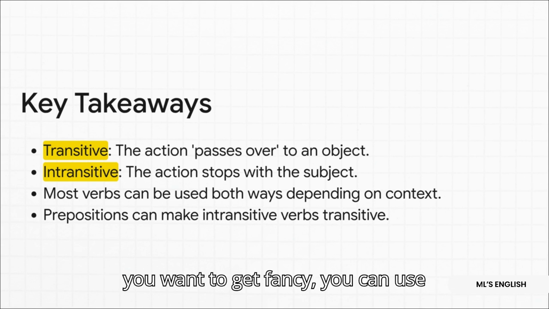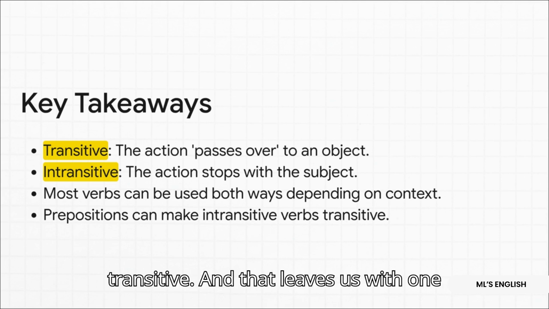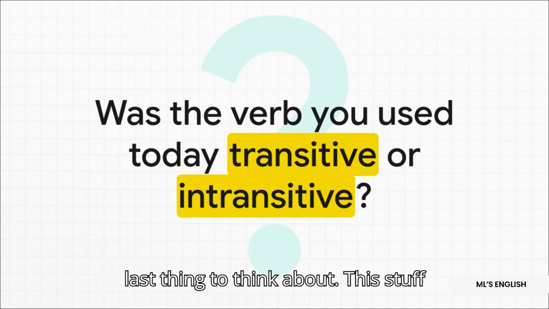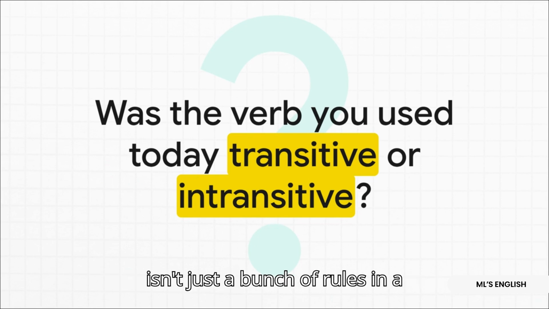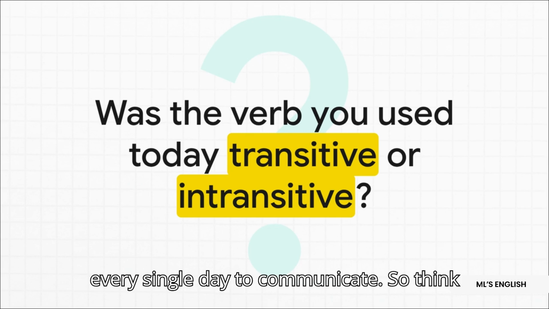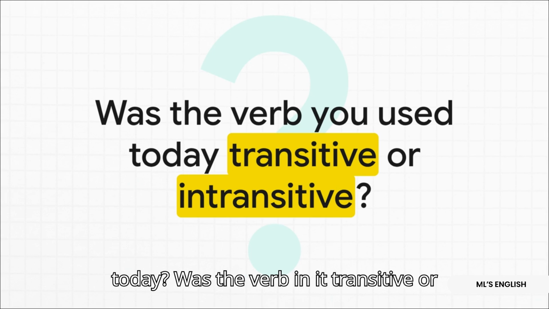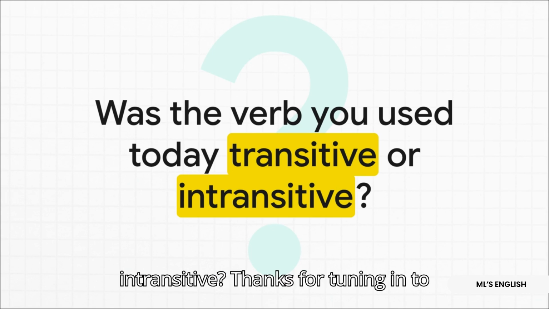And if you want to get fancy, you can use prepositions or those cool cognate objects to make an intransitive verb act transitive. And that leaves us with one last thing to think about. This stuff isn't just a bunch of rules in a textbook, right? It's the toolbox you use every single day to communicate. So think about it. What's a sentence you said today? Was the verb in it transitive or intransitive?